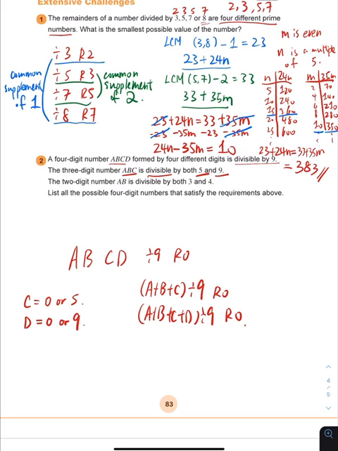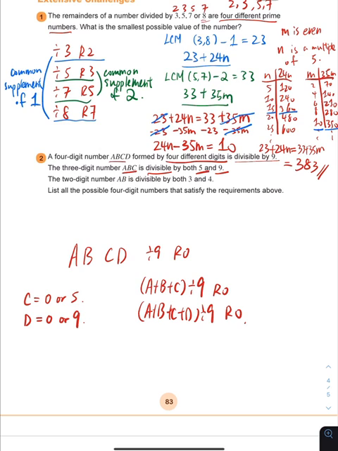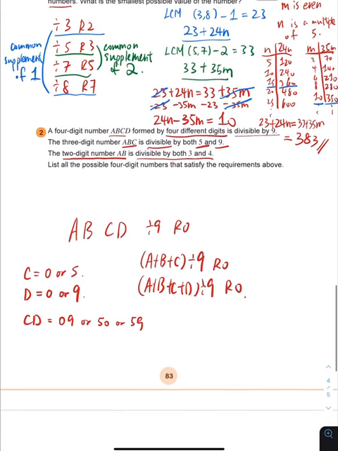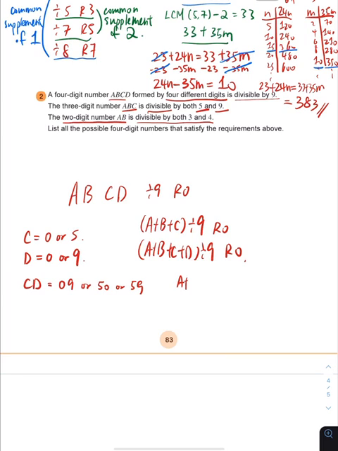Oh, it also says that it has 4 different digits. Okay, so it means that CD is going to be equal to 0, 9, or 50, or 59, right? Okay, and also it says that the 2-digit number AB is divisible by both 3 and 4. So it means that A adding B divided by 3 has remainder 0.